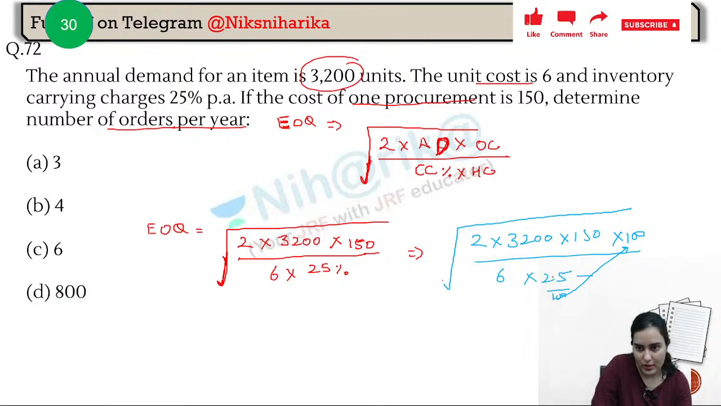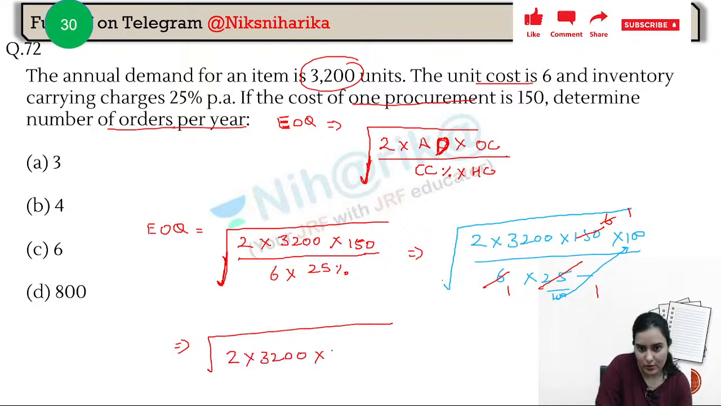See what I'll slash. This is 1 time, this is 6 times, then this is 1 time, this is 1 time. So please see what is left. It will be 2 into 3200 into just 100. Into 100. Hope it is visible.